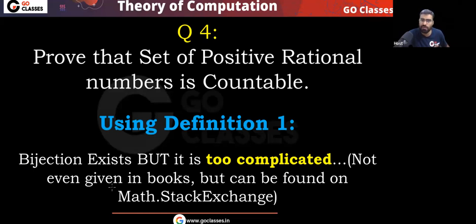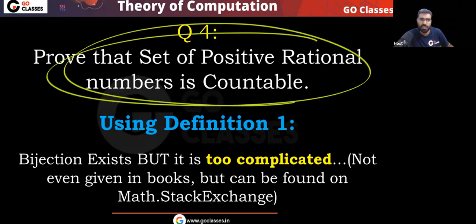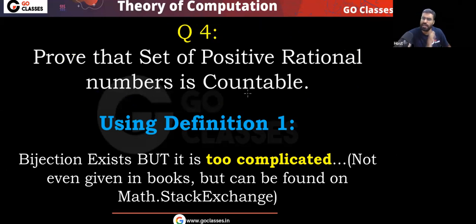In the books also, they will not give you. If you study any standard book in which they are proving the set of positive rational numbers is countable, they will not give you the bijection, because the bijection is too complicated. This bijection you can find on math.stackexchange, but it is too complicated. You will never find any standard book which will give you this bijection.